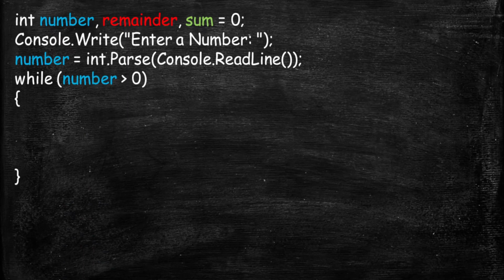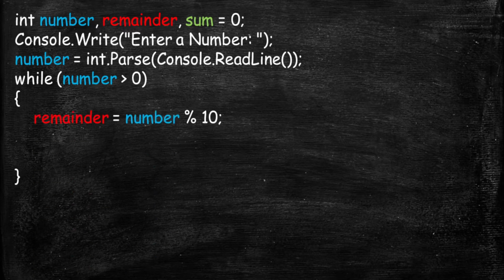Then we will use a while loop and give it a condition that if the number is greater than 0, this while loop will keep on running. If the number is equal to 0 or less than 0, this while loop will stop running and we will go to our next step.